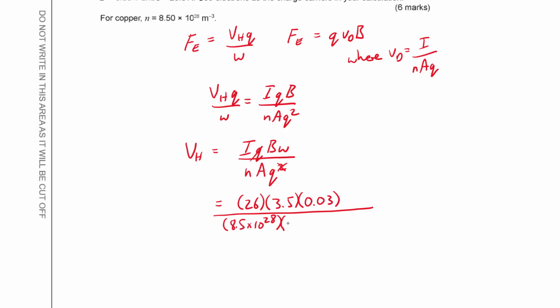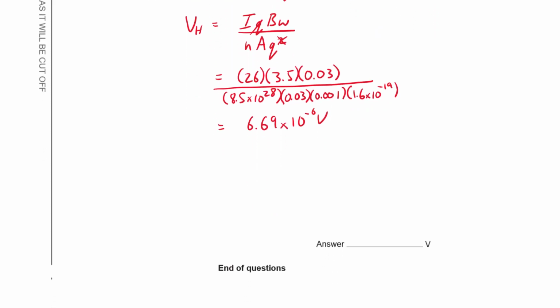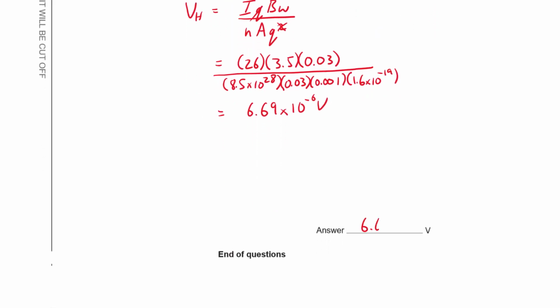And the area is just the length times the width, so 0.03 over here, 0.001. Very easy to get that mixed up, I'm sure. Then 1.6 times 10 to the negative 19. And you end up with 6.69 times 10 to the negative 6 volts. Cool, and chuck my answer down here: 6.69 times 10 to the negative 6 volts.